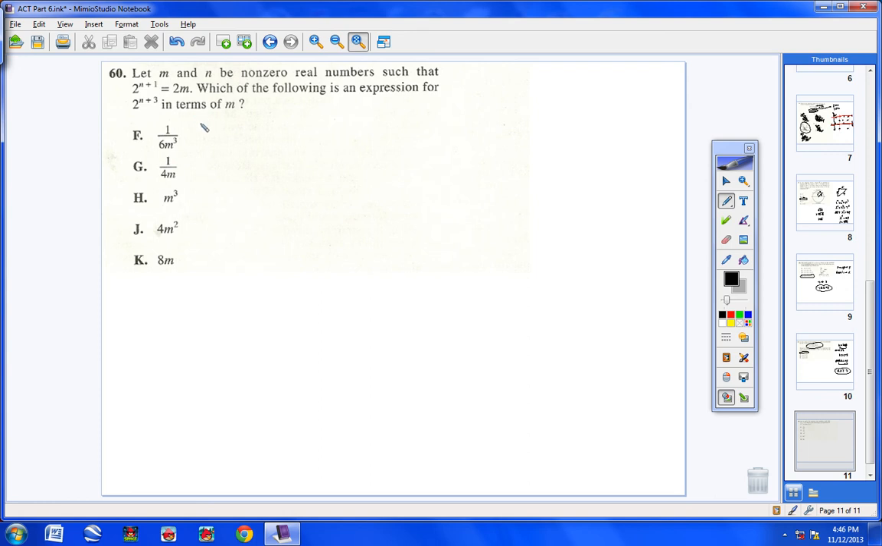Now, here's what I'm going to try to do. I'm going to start off with this equation they gave me right here. So 2 to the n plus 1 equals 2m. Now, let me give you a little idea of what I'm trying to do. If I want to write 2 to the n plus 3 in terms of m, then somehow over here, I'm trying to get this left side to look like 2 to the n plus 3 power. Somehow I've got to do that.